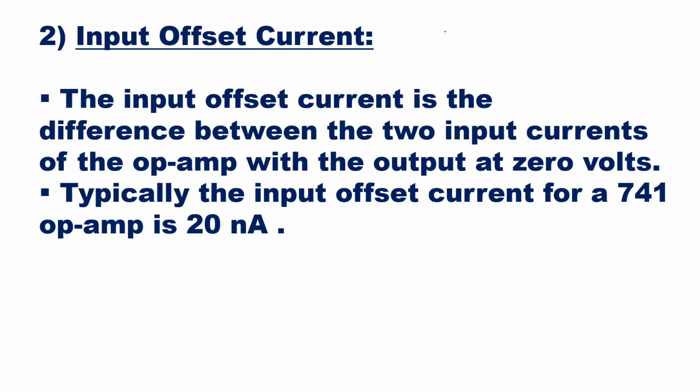Now, typical values will go from 3 to 20 nanoampere for a bipolar input OPAMP, and for a FET input OPAMP, it can go down to some picoamperes. Okay, but this current exists. It is called input offset current. It is the difference between the two input currents when the output is at 0 volt. Okay, so this is called input offset current of op-amp.